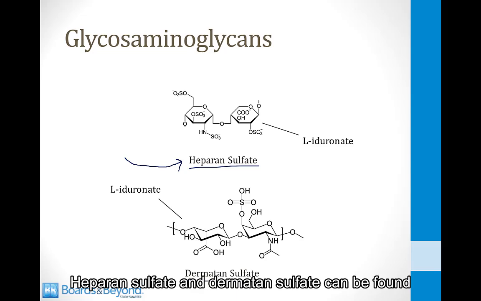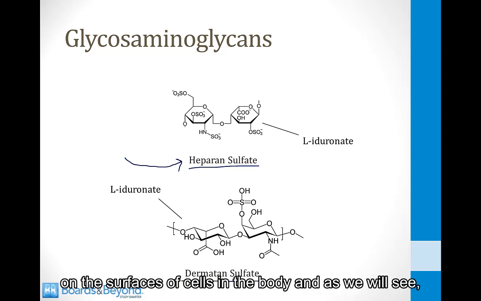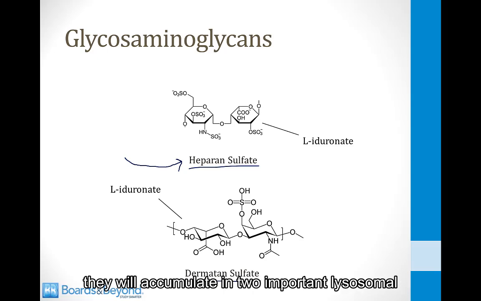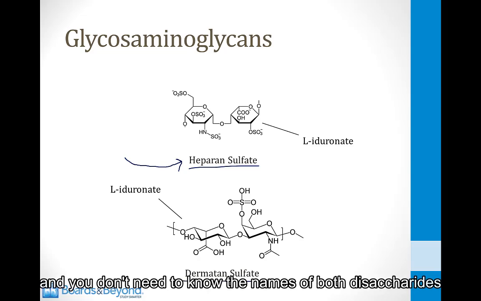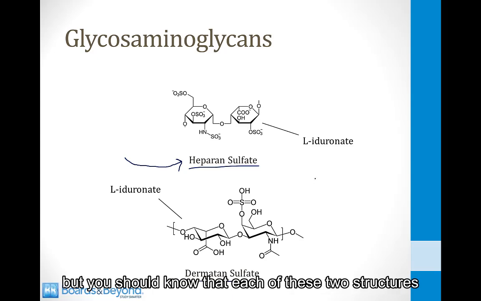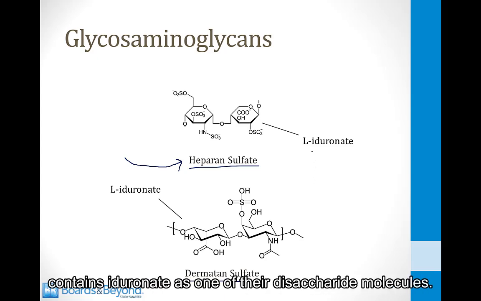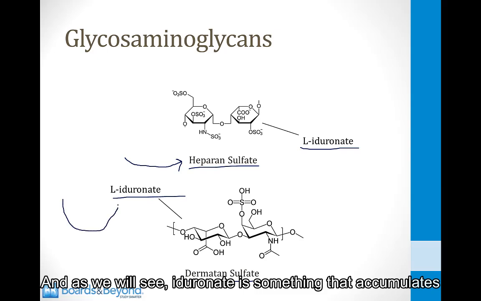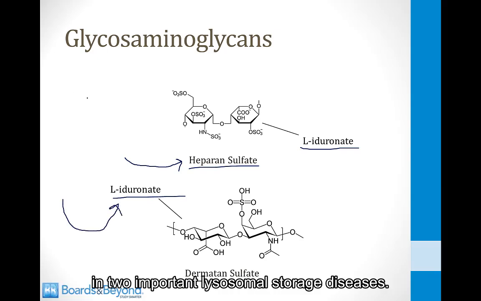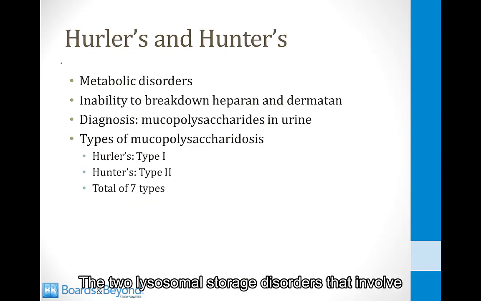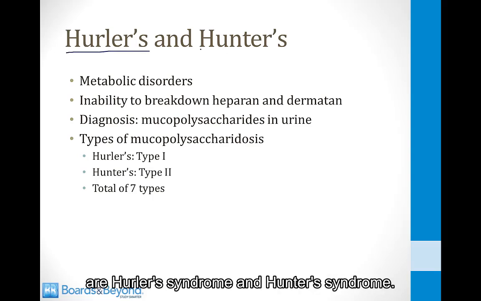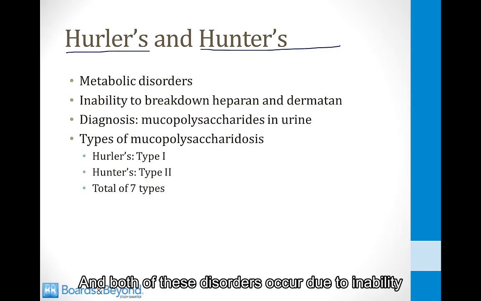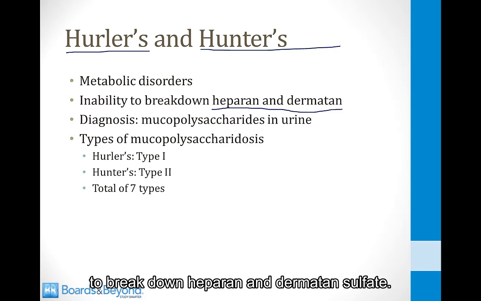Heparan sulfate and dermatan sulfate can be found on the surfaces of cells in the body, and as we will see, they will accumulate in 2 important lysosomal storage diseases. They both are made up of repeating disaccharide units, and you don't need to know the names of both disaccharides, but you should know that each of these 2 structures contains iduronate as one of their disaccharide molecules. And as we will see, iduronate is something that accumulates in 2 important lysosomal storage diseases. The two lysosomal storage disorders that involve glycosaminoglycans that we're going to discuss are Hurler's syndrome and Hunter's syndrome. And both of these disorders occur due to inability to break down heparan and dermatan sulfate.